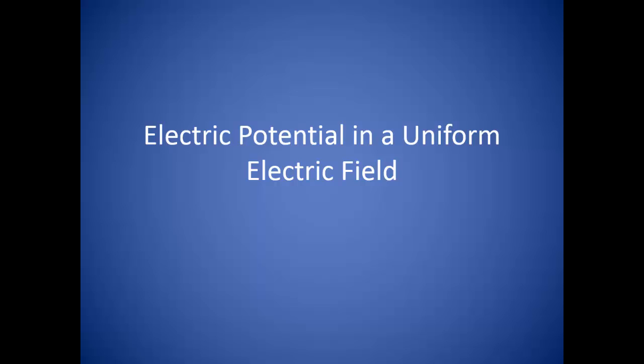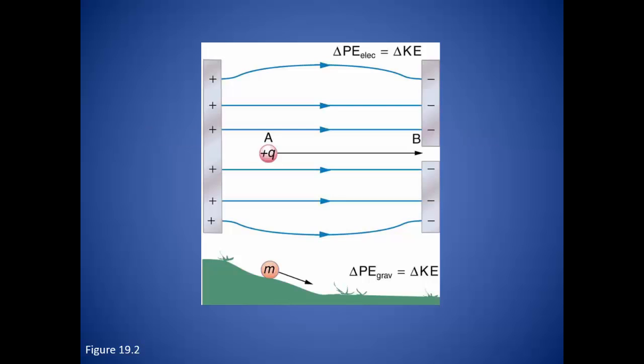Now we want to look at the relationship between voltage and electric field. In order to do this, we need to understand the idea behind a uniform electric field. As we saw before, one of the easiest ways to do this is to compare it to a gravitational field. We can look at two analogous situations. One is a ball M rolling down a hill. The other is a charge Q moving through an electric field.